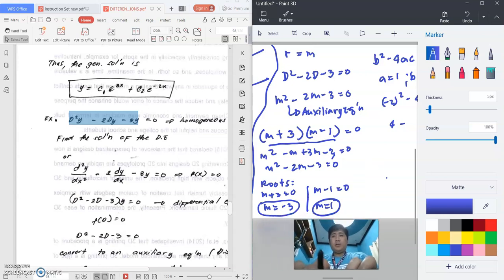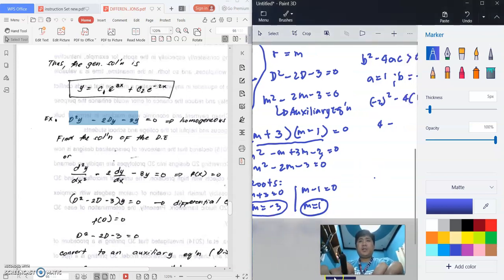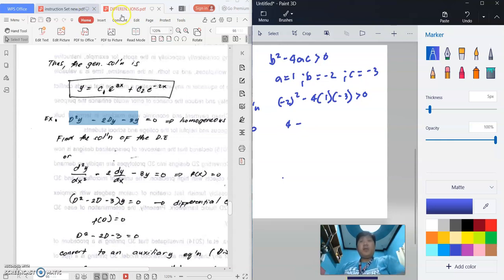Okay, so let me arrange this one. So from here, I have 4 minus, so negative times negative, that is positive. 1 times 3, that is negative 3. Negative 3 times negative 4, that is positive 12, greater than 0. So that is 16. Okay, it's 16 greater than 0. So it's greater than 0.